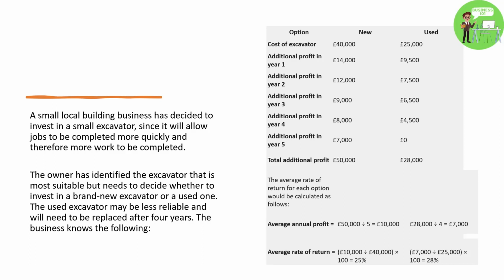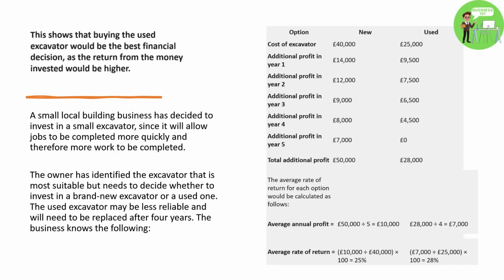And then we do the exact same for the used option. So we take the £7,000, divide that by the £25,000 cost, times that by 100, and that will give us 28% ARR. So this shows that buying the used excavator would be the best financial decision, as the return from the money invested would be higher.